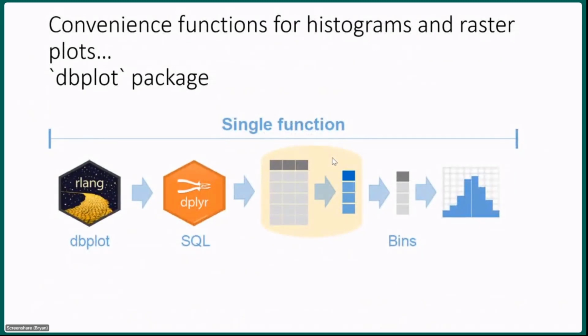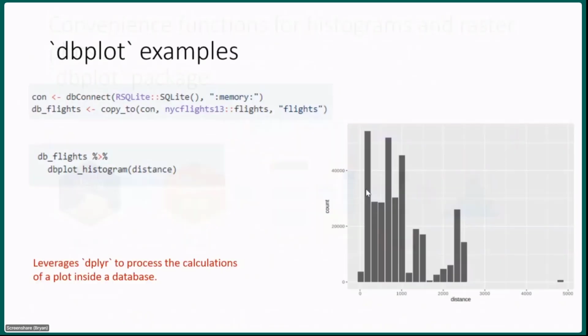There are some visualizations, though, that are not as simple to just pull all the data in. So let's say we're building histograms or doing raster plots, things like that. There's this package called dbplyr that basically gives some helper functions for this. When we're building a histogram, here we're looking at the distance variable, and we want to see what the distribution of the distances of flights within this data looks like. In this case, you have to figure out what the ideal bin widths are, all those pieces.